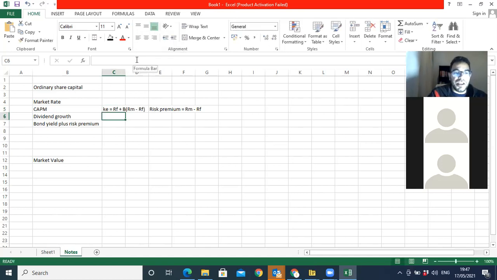Over here, the dividend growth model, cost of equity equals D1, which means the dividends of the next period, divided by V0.